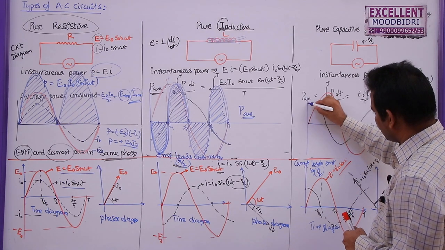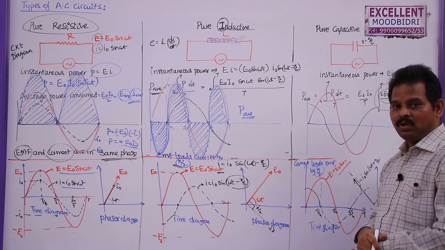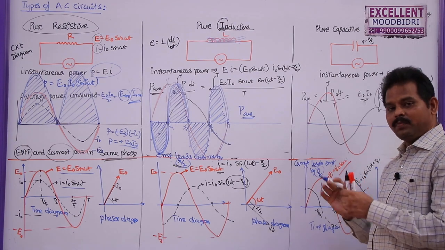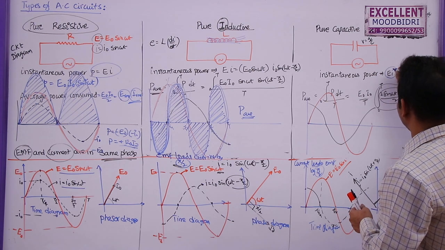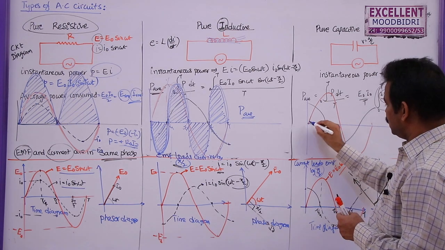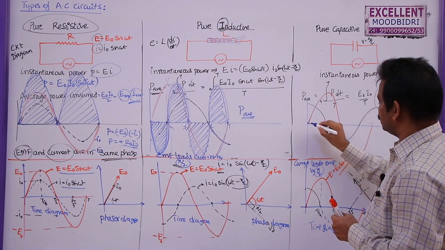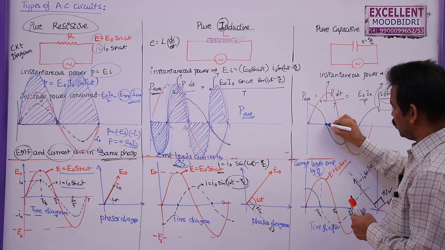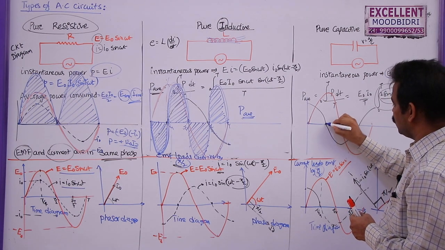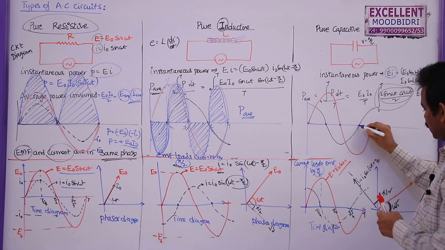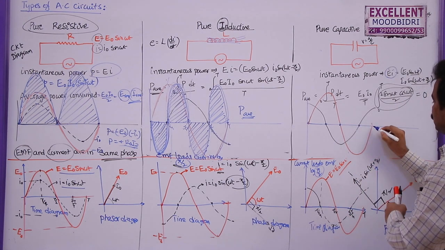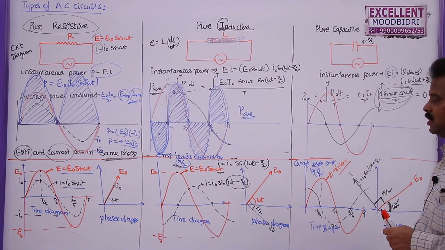EMF 0, current maximum, so power must be 0. If any one of the quantities is 0, the power must be 0, because the power is the product of E and I. If I is 0, power is 0. If E is 0, power is 0. Here EMF is 0, then power is 0. Here current is 0, so compulsorily power must be 0. Now here EMF is 0, power must be 0. Here current is 0, power is 0. So these are the points where the power is 0.